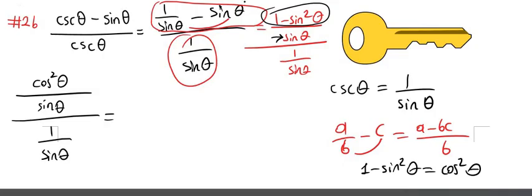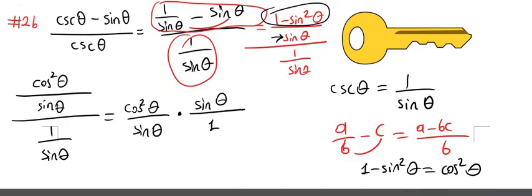Now we can do keep change flip. Keep the first fraction. Change division to multiplication. Flip the second fraction. Now sine cancels sine. The answer is cosine squared theta.